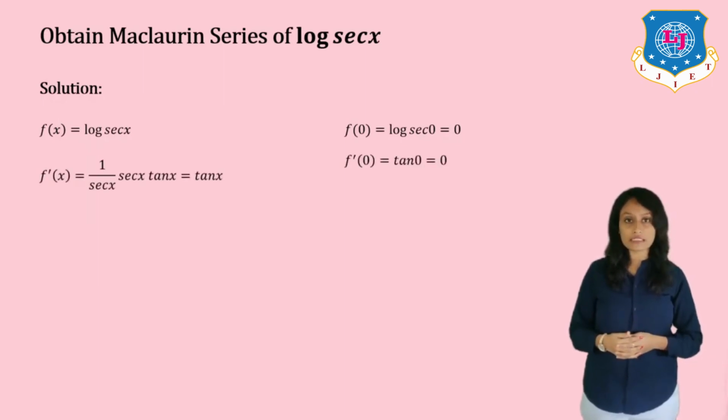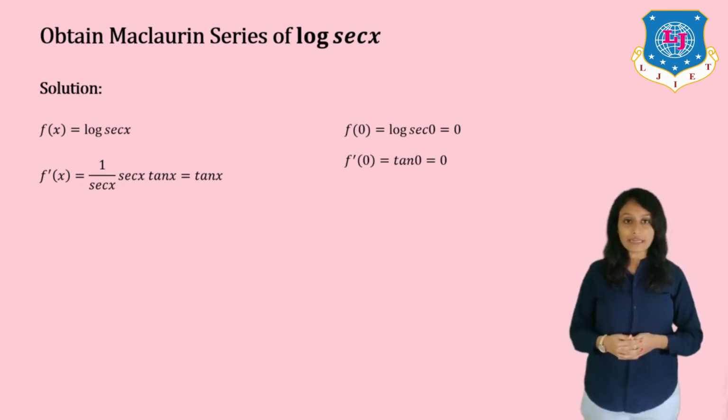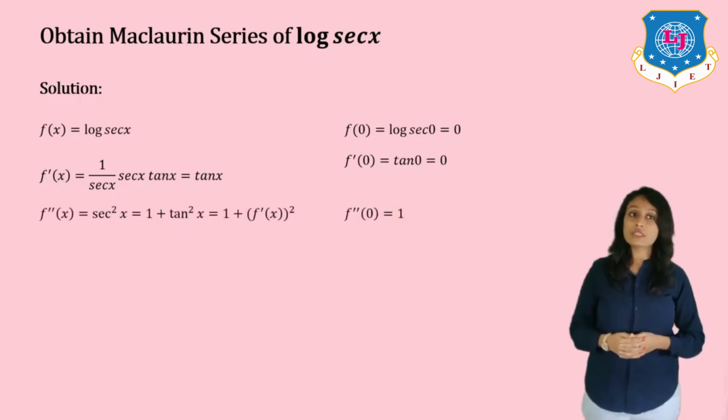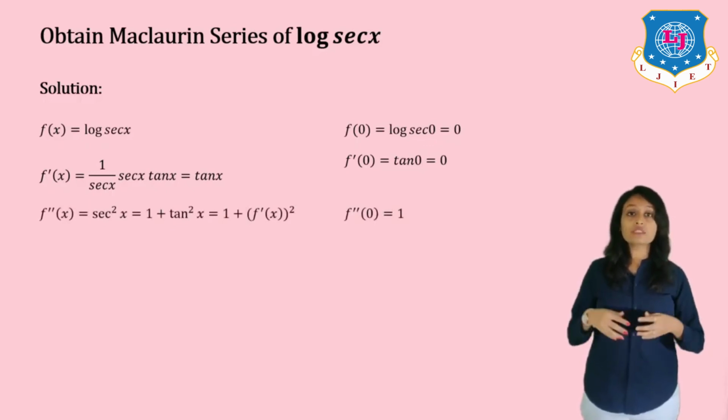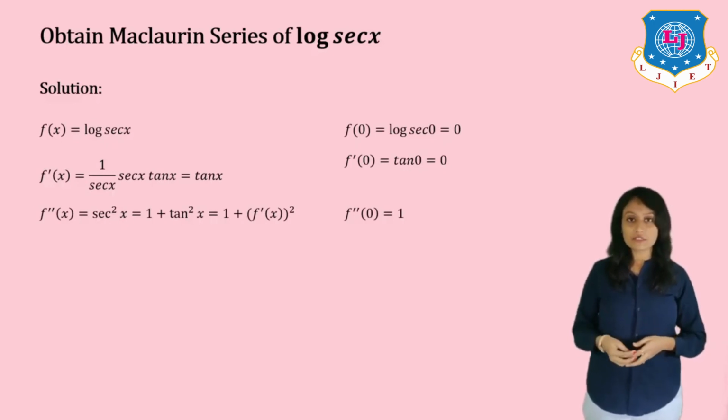So f'(x) is the derivative of log sec x. Here we have to apply the chain rule. So it is 1 upon sec x into sec x tan x. On simplification you will get tan x. Again, its value at 0 is 0. Now to simplify further, we will write in terms of the f(x) function.